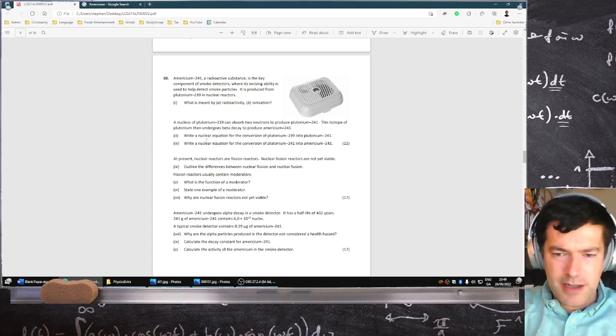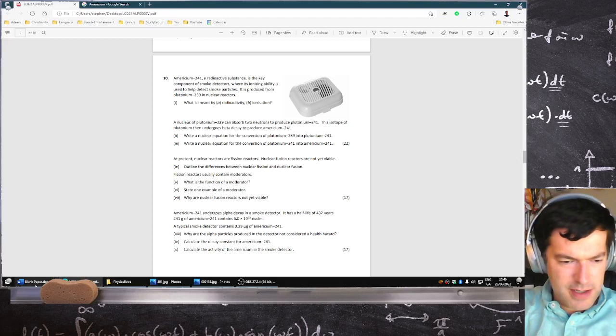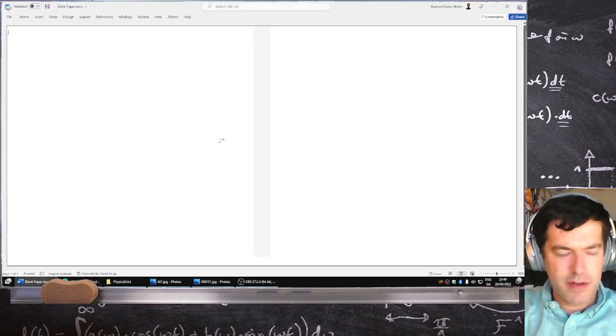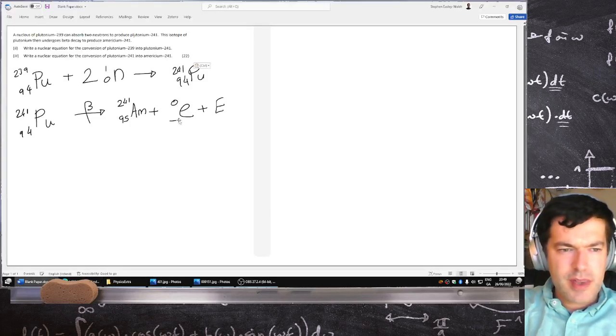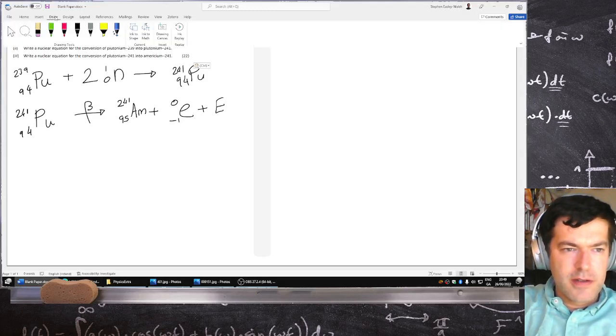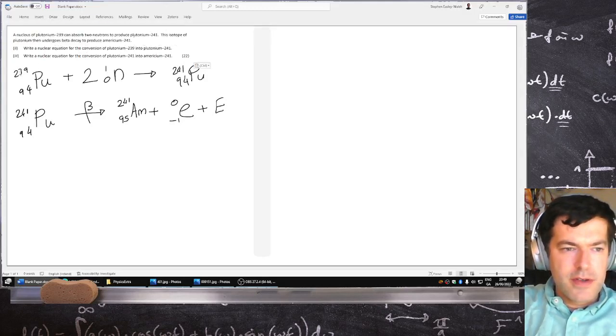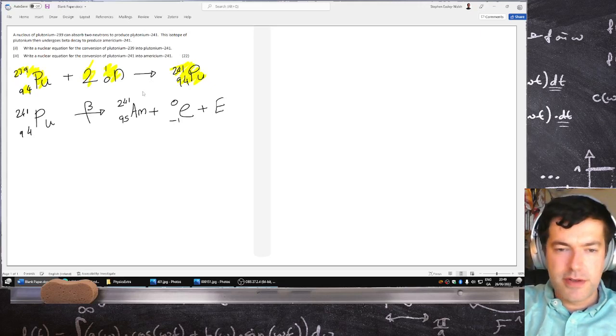The second part here was balancing the equations. That's what I was in the middle of doing before I realized the video wasn't recording for some reason. So the first one, plutonium-239: you just have to look up the periodic table to discover that plutonium has 94 protons, and then it absorbs 2 neutrons. A neutron is 1, 0, to produce, as they say, plutonium-241, but it's still 94 protons because it's still plutonium.